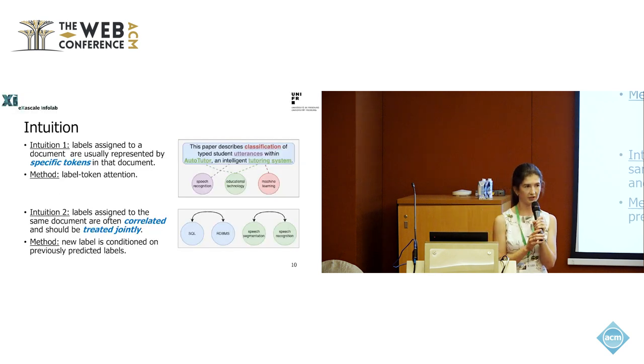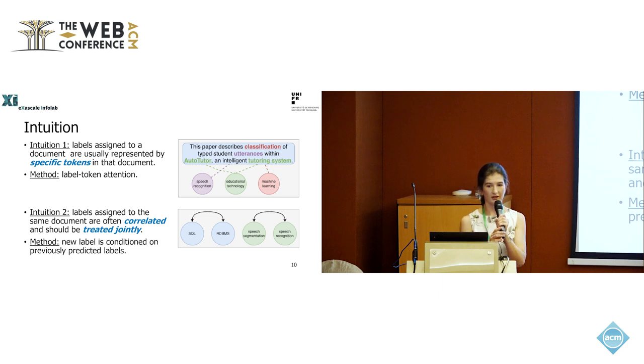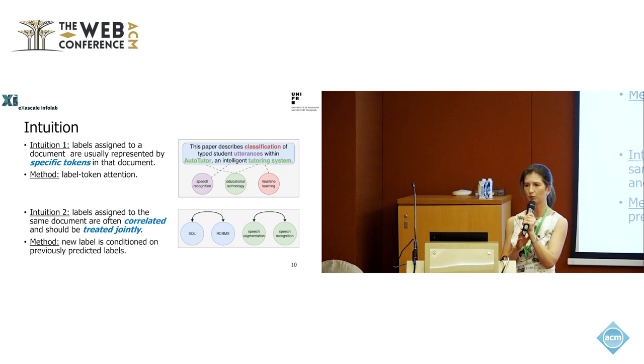Our approach is based on two intuitions. The first intuition is that labels assigned to a document are usually represented by some specific tokens in this document. We want our method to capture this correlation between tokens and labels, so that when it sees a specific token in the document, it can be a strong signal that a particular label is relevant. And how we approach this: we want to have a label-token attention mechanism in our model.